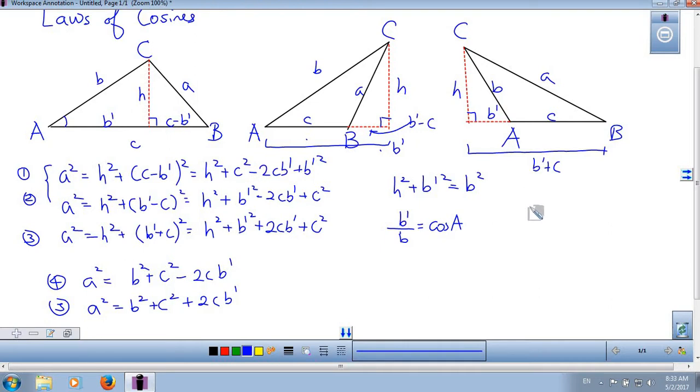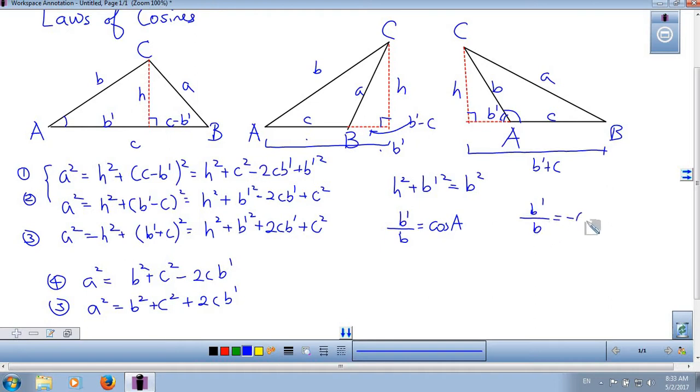But in figure 3 here, angle A is here, right? Angle A is here. So B prime over B is not going to be cosine A, because angle A is in the second quadrant, it is an obtuse angle. So this part of the angle, which is the supplementary part of angle A, is what B prime over B is equal to.